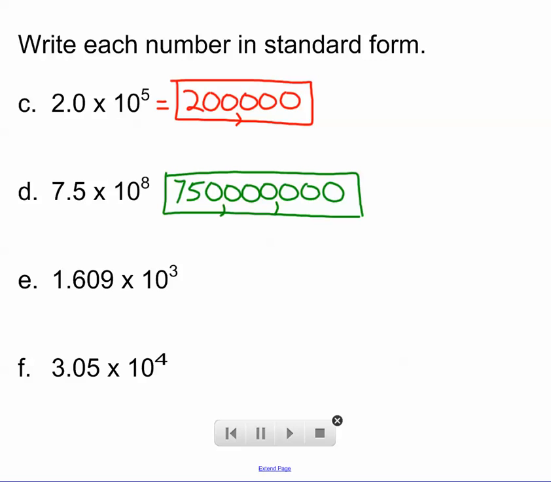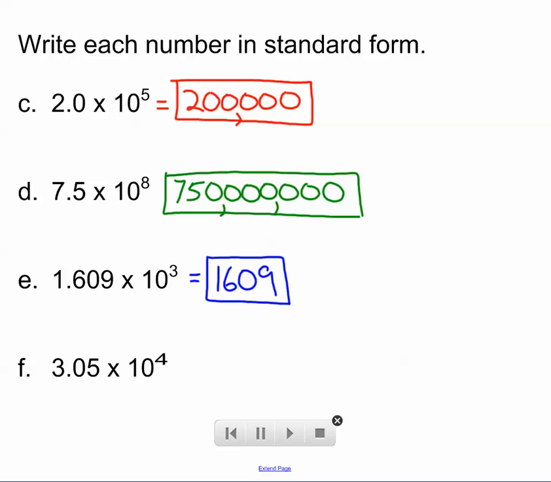Okay, now we're not adding 8 zeros. We actually only added 7 zeros, but we moved the decimal place past the 5 as well, so that was the 8th place. Let's do this again. 1.609 times 10 to the 3rd. Move that decimal place 3 spots. 1, 2, 3. Boom. Done. 1.609 times 10 to the 3rd is 1,609.